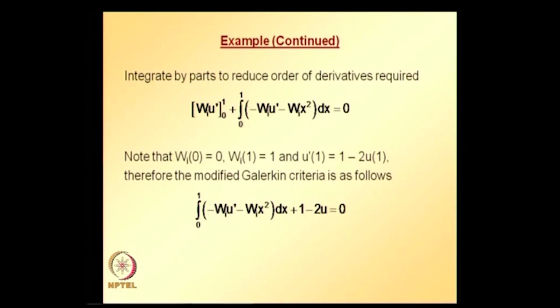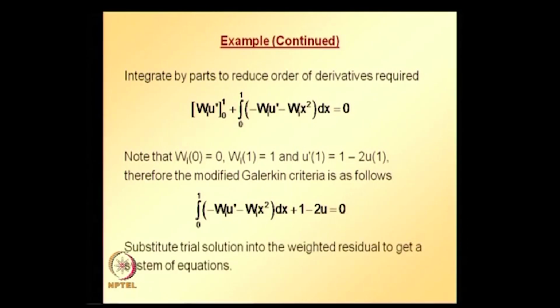So all this information, that is Wi evaluated at x equal to 0, Wi evaluated at x equal to 1 is 1, and the natural boundary condition, you can substitute into the first equation, which results in the last equation. Substitute the trial solution into the weighted residual to get a system of equations.